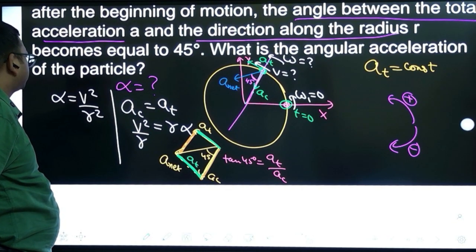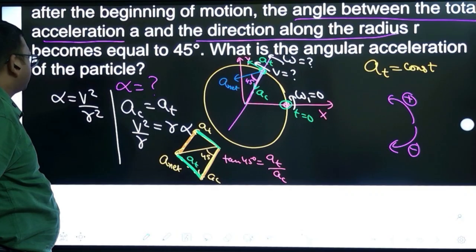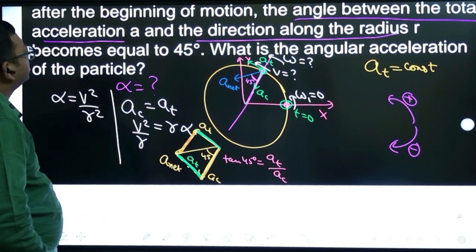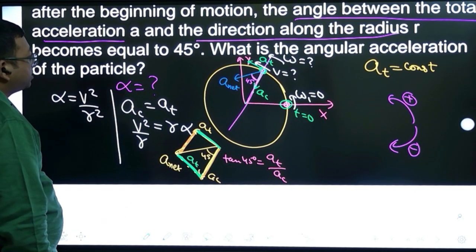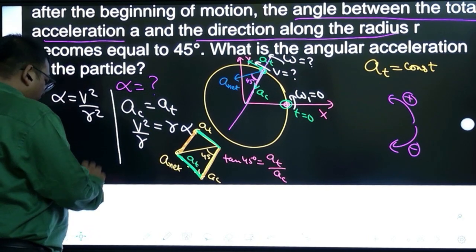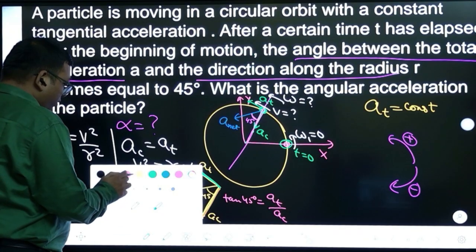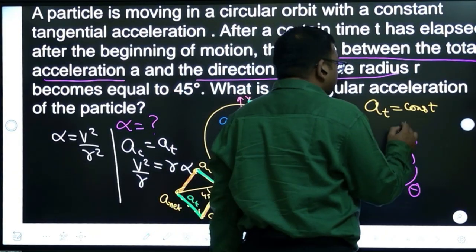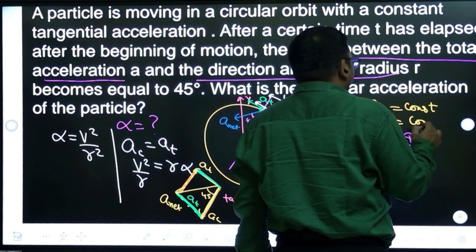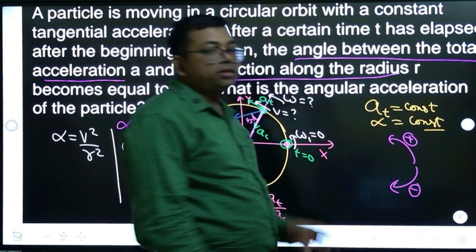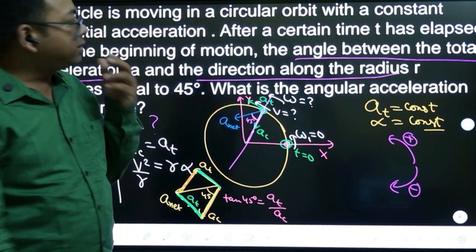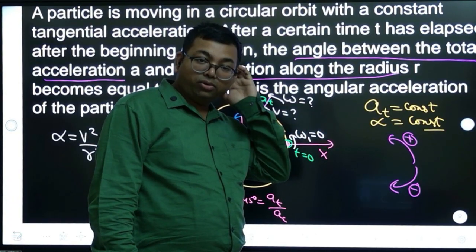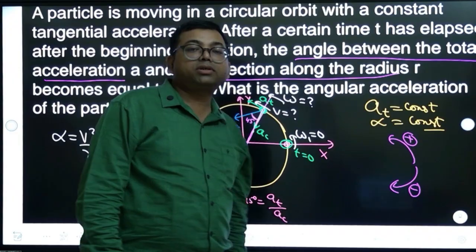So alpha we have got. Then how to calculate V? We need to find it, because in the question only the radius is given. They have not given the speed at that moment. So think about it: can we use the formula for constant alpha? Tangential acceleration is constant, which means alpha is also constant, because tangential acceleration is alpha r. So we can use omega 2 equal to omega 1 plus alpha t. Those formulas we can try.